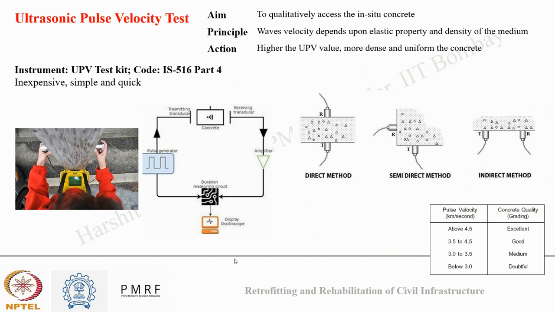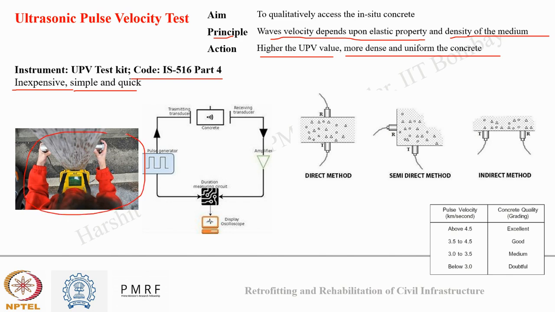The second test is UPV testing. The aim of UPV testing is to qualitatively assess the in situ concrete in terms of uniformity and integrity. It is based on the principle that wave velocity depends upon the elastic property and density of the medium, and the higher the UPV value, the denser and more uniform the concrete is. The test is performed as per the guidelines mentioned in IS 516 Part 4, and it is suitable for site inspection since it is inexpensive, quick and simple. In the first image, you can see a UPV test being operated on a concrete column. Now, what is the science behind this testing?